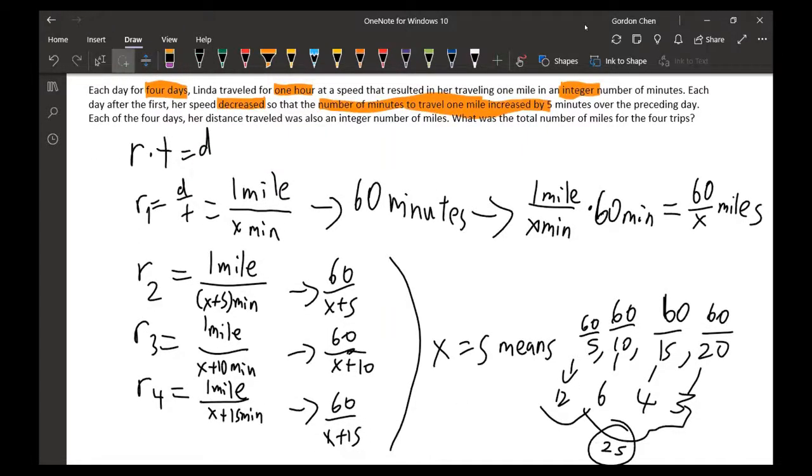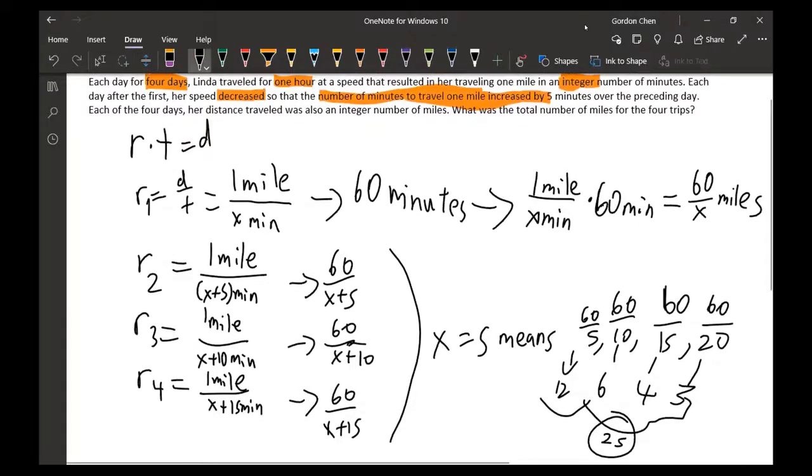So here we have the rate times time equals distance equation, and we want to find the distance. We're given the time, but we're not given the rate. So we divide distance by time, and we have rate equals distance divided by time, and we say the total distance.